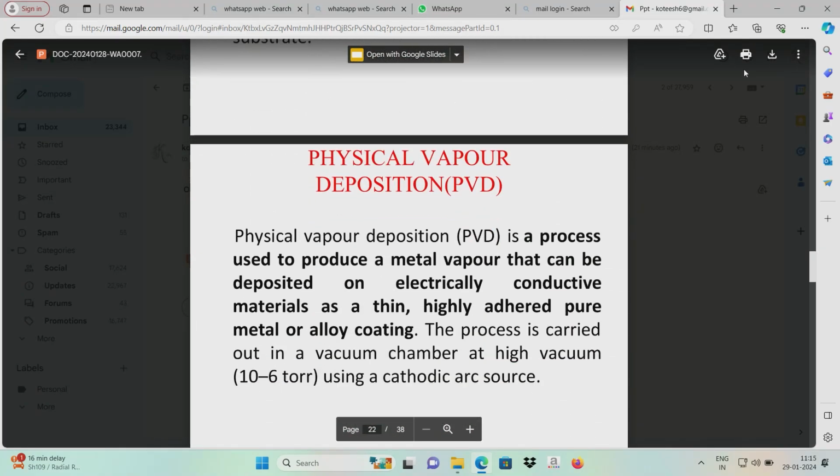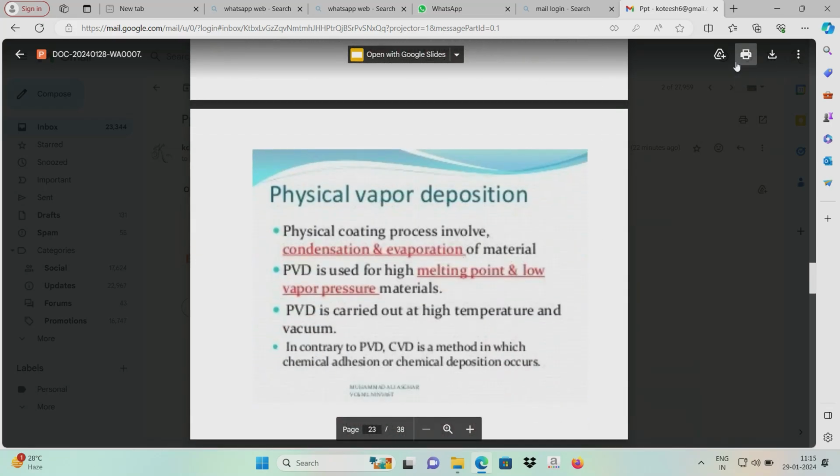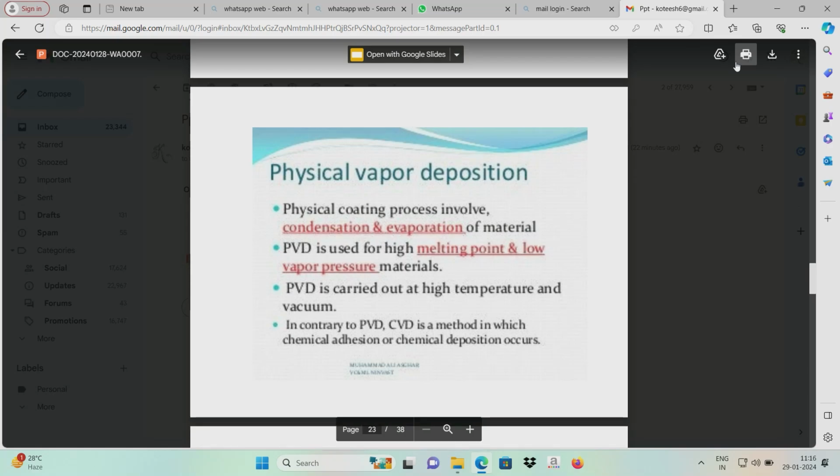And the basic definition of physical vapor deposition is a process used to produce a metal vapor that can be deposited on electrically conductive material as a thin, highly hardened pure metal or alloy coating. In this, the vacuum pressure they have taken is 10 to the power minus 6 torr using a cathodic arc source. Vacuum vapor deposition is carried out with the condensation and evaporation of the material, and it is used for high melting point and low vapor pressure materials, and it can also be carried out at high temperature and vacuum.